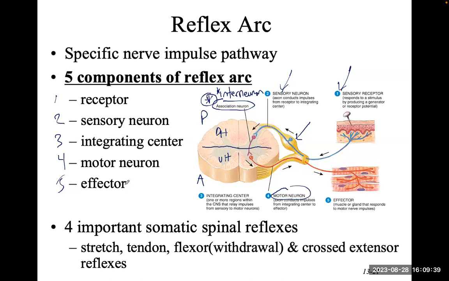motor neuron, and effector. We'll talk about these 4 important somatic spinal reflexes. We'll talk about the stretch reflex, the Golgi tendon organ reflex. Number 3, we'll talk about the flexor reflex. We'll talk about the crossed extensor reflex.